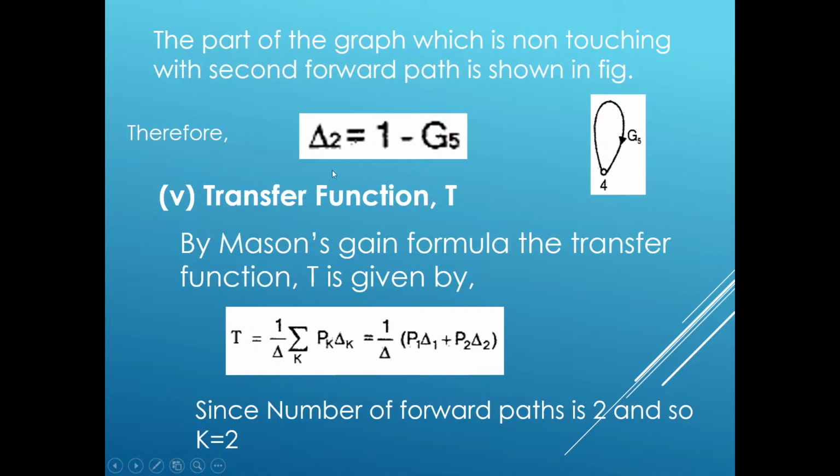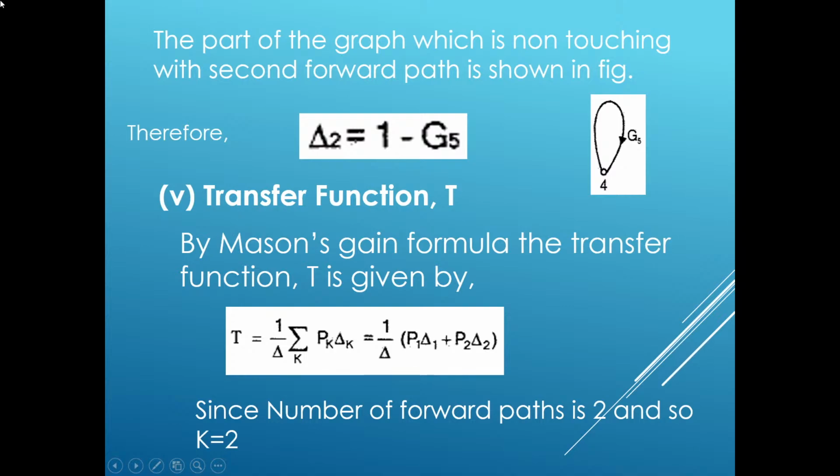Therefore 1 minus G5, the sum of all the non-touching loops for that particular forward path. Here we have only 2 forward paths, so we have only delta 1 and delta 2 values. Delta 2 is 1 minus G5, because G5 is the gain of that particular loop which is not touching path 2. So we have got delta 1, delta 2 and delta.